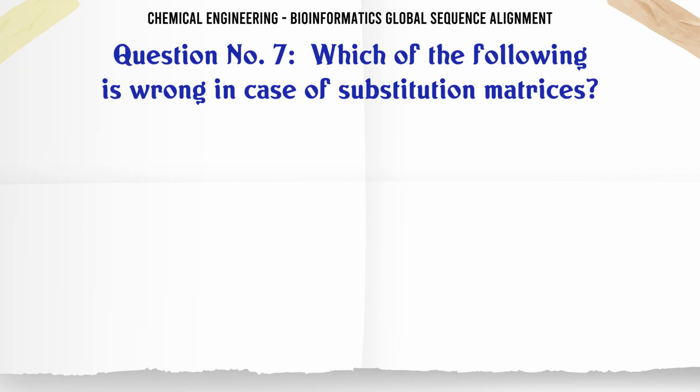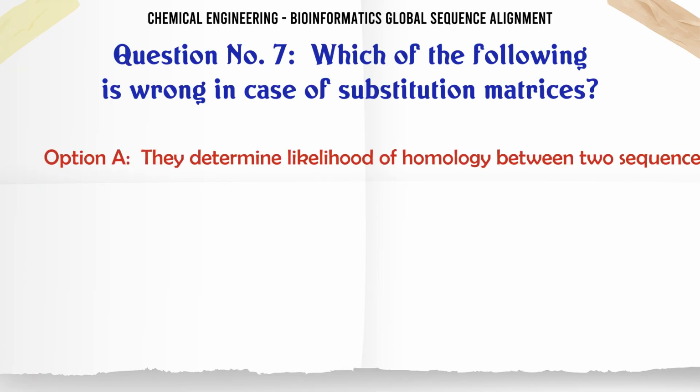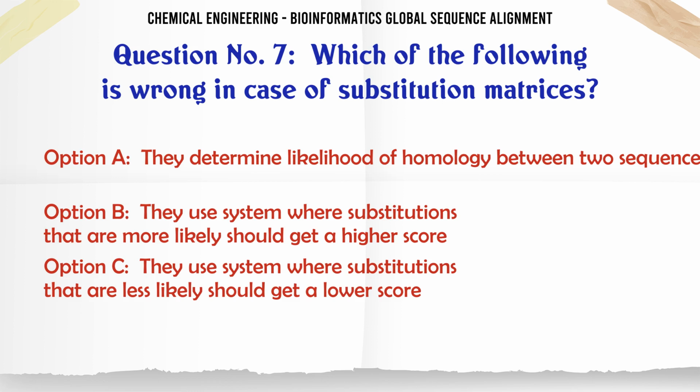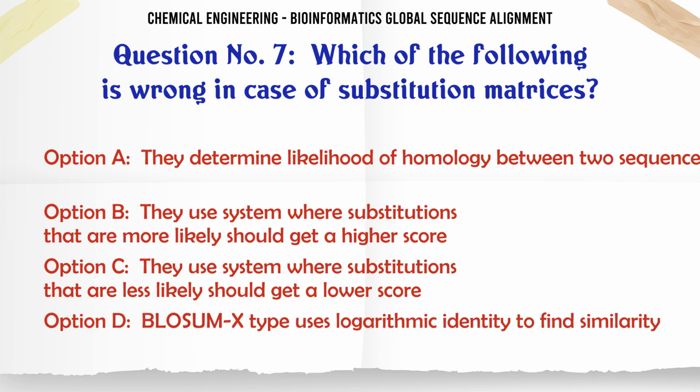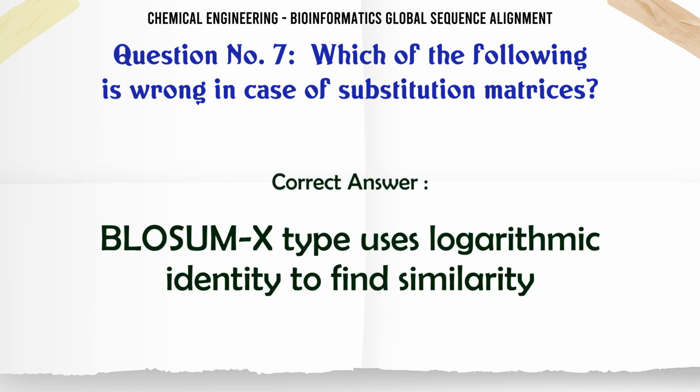Which of the following is wrong in case of substitution matrices? A. They determine likelihood of homology between two sequences. B. They use system where substitutions that are more likely should get a higher score. C. They use system where substitutions that are less likely should get a lower score. D. BLOSUM type uses logarithmic identity to find similarity. The correct answer is, BLOSUM type uses logarithmic identity to find similarity.